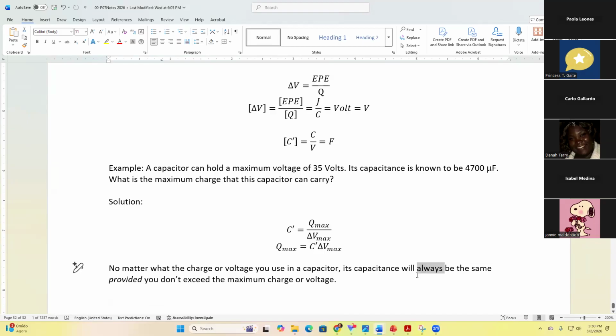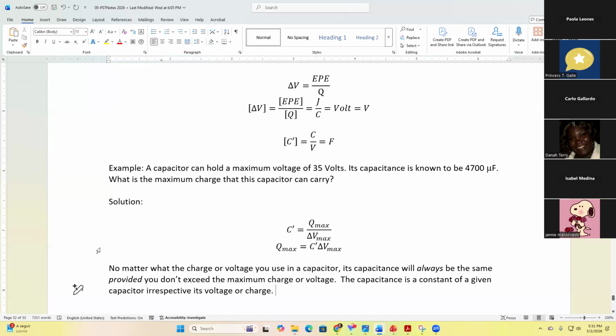The capacitance is a constant of a given capacitor, irrespective of its voltage or charge. But don't forget, you cannot exceed the maximum value of the charge and the voltage.